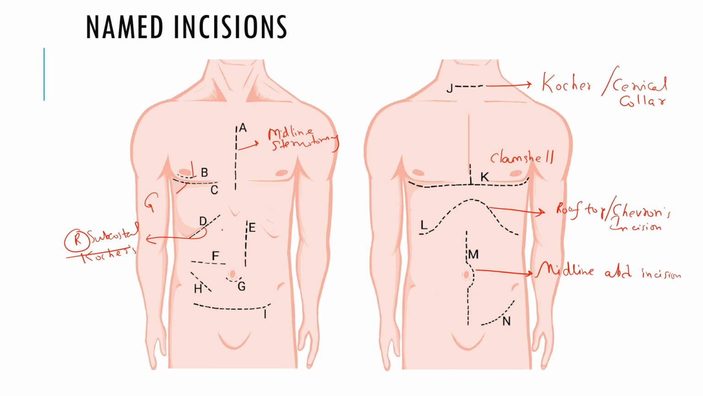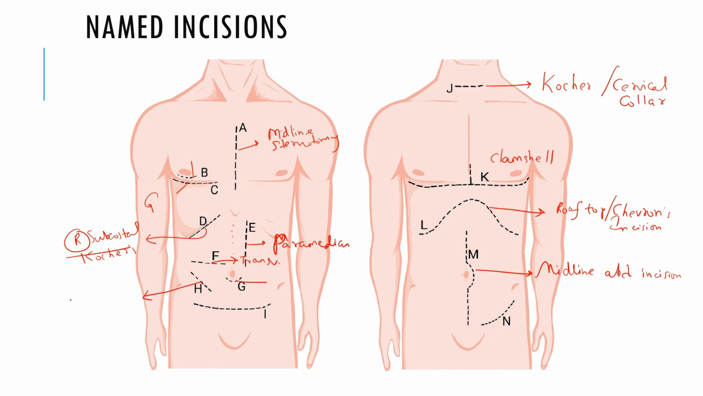Then, for example, if this is the midline, this is something adjacent to your midline. That is why it is called a paramedian incision. Then this is your transverse abdominal incision. This is your subumbilical incision.